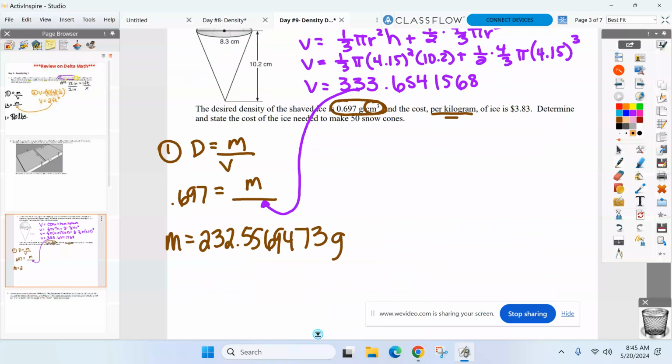Keep reading the problem though, right? They charge me $3.83 per kilogram. So I'm not ready to use that 3.83 because my answer is still in grams. So I need to convert it to kilograms. Everyone good so far? Got to convert it to kilograms. All right, so step 2. Please take a look at your formula sheet for me right now. Look at your formula sheet so I can tell you guys something pretty important here.